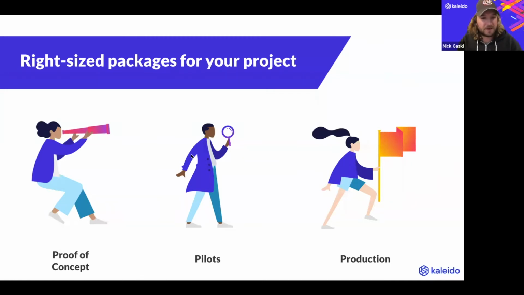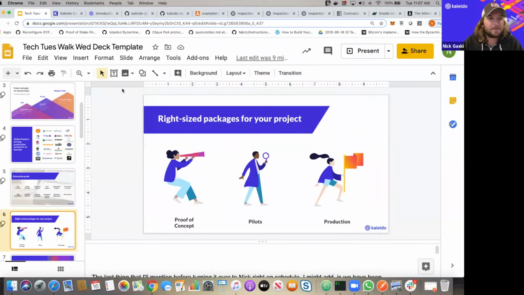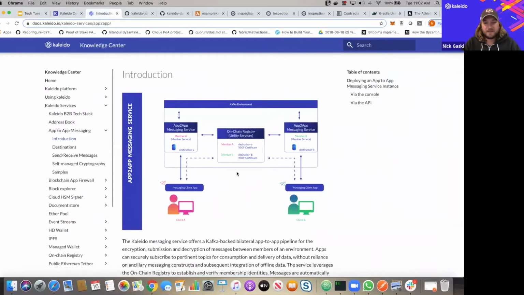Those were the slides. Tried to keep it quick, and now we'll jump into the product. Like I said, what we're going to focus the majority of the time on today is this app-to-app messaging service. It follows a very similar flow as our private document exchange service, where different programs and client applications can securely communicate with each other.